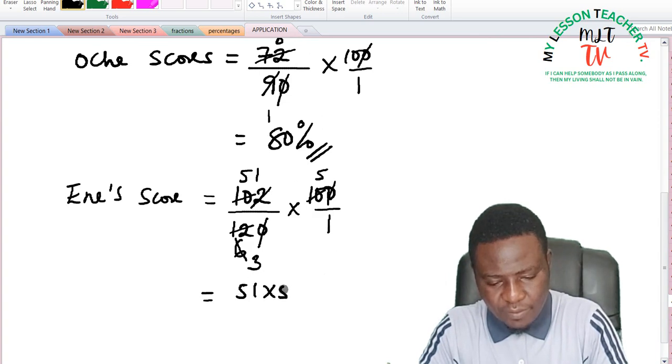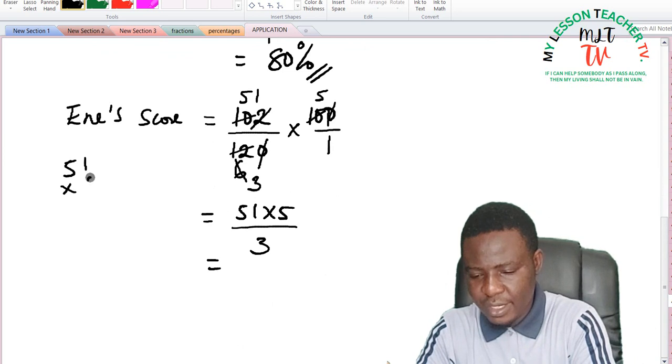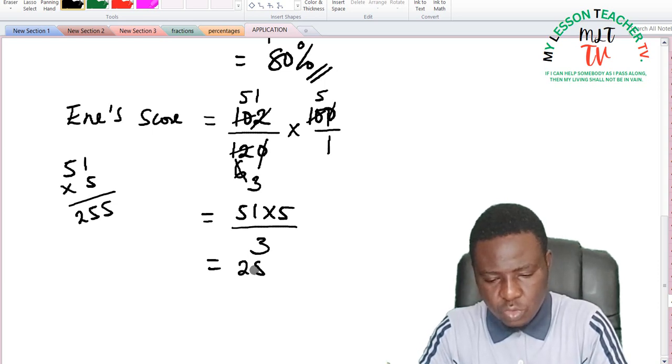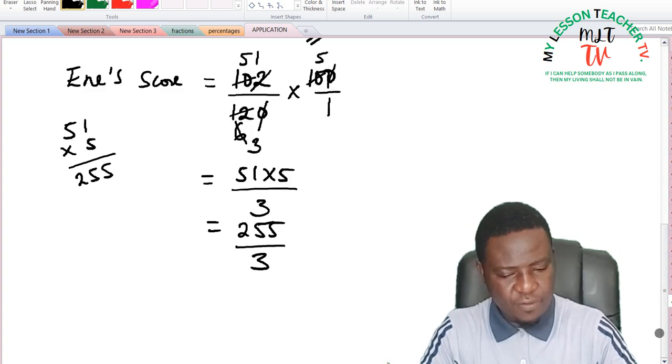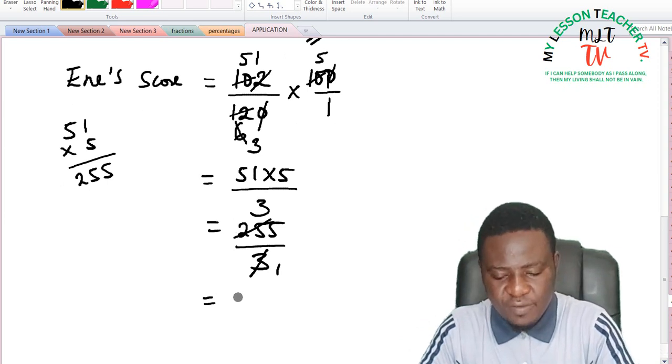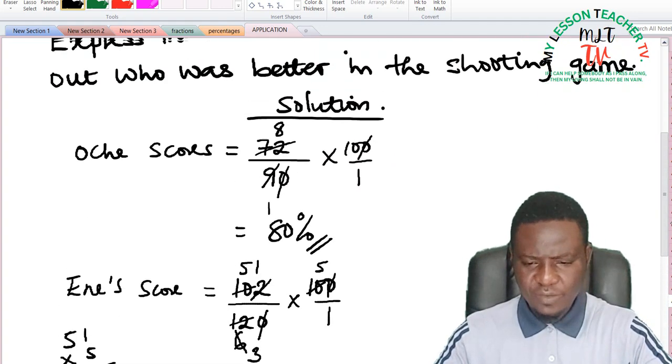51 times 5 divided by 3, of which 51 times 5, if we are to multiply, this is 5 and this is 25. So we have 255 divided by 3. Let's simplify further. 3 into itself is 1. 3 into 25 is 8 times remainder 1. 3 into 15 is 5. Therefore it means that Ene's percentage is 85%.